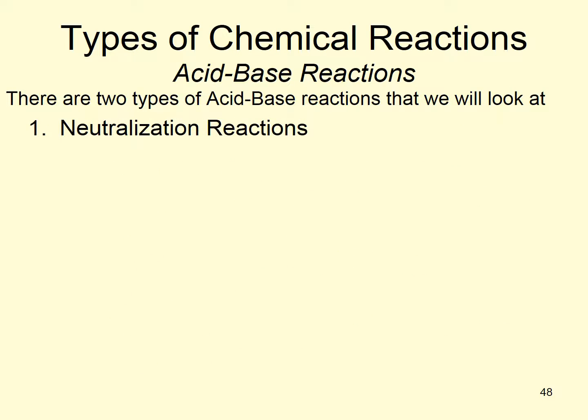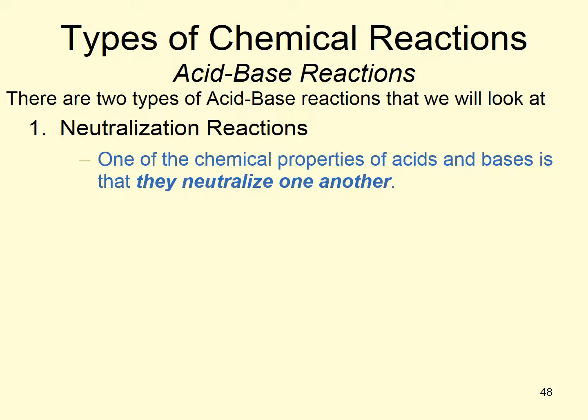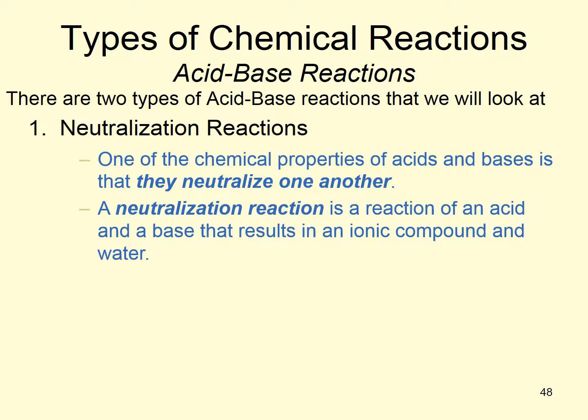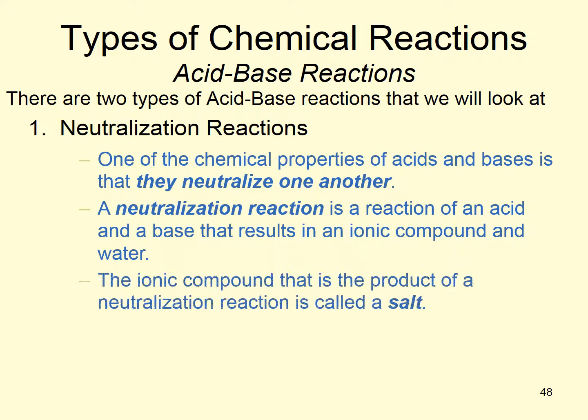So two of the types of acid-base reactions that we'll look at. The first one, which is probably the most important one, is a neutralization reaction. Basically, an acid neutralizes a base, or a base neutralizes an acid. An acid and a base will react together to form an ionic compound, which we call a salt, and water will be the other product. So you can see here, yep, the ionic compound is called a salt.